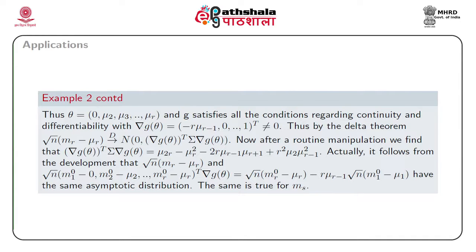Now, after a routine manipulation, one can find this large sample variance as mu 2r minus mu r square minus 2 times r multiplied by mu r minus 1 multiplied by mu r plus 1 plus r square multiplied by mu 2 multiplied by mu r minus 1 square. Actually, it follows from the development that square root of n (mr minus mu r) and square root of n (mr naught minus mu r) minus r mu r minus 1 multiplied by square root of n (m1 naught minus mu 1) have the same asymptotic distribution, and this is true for every r. So, one can find in general different moments distributions.